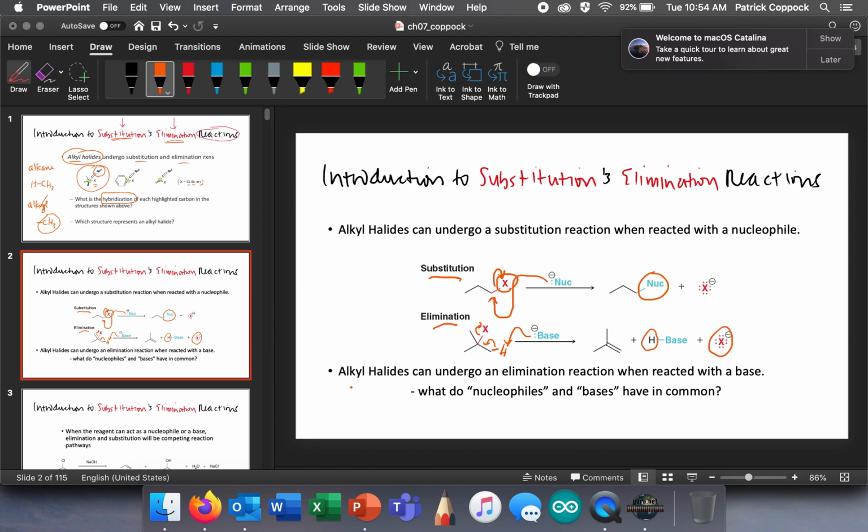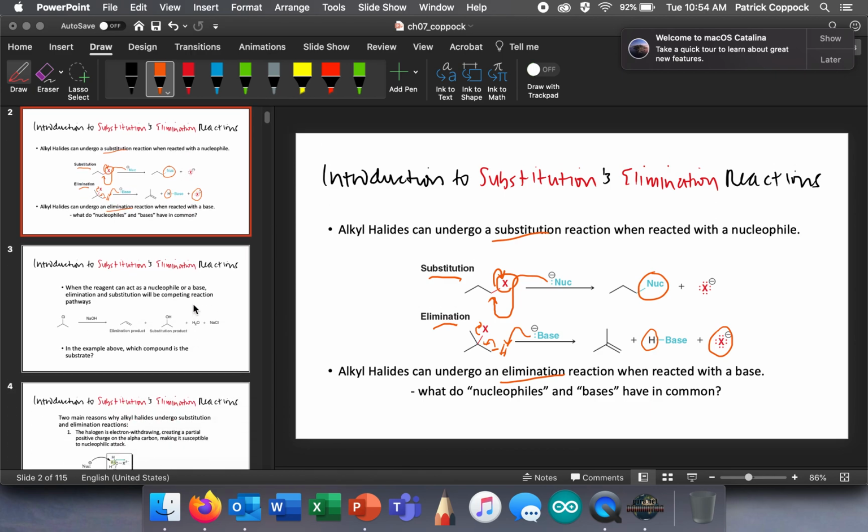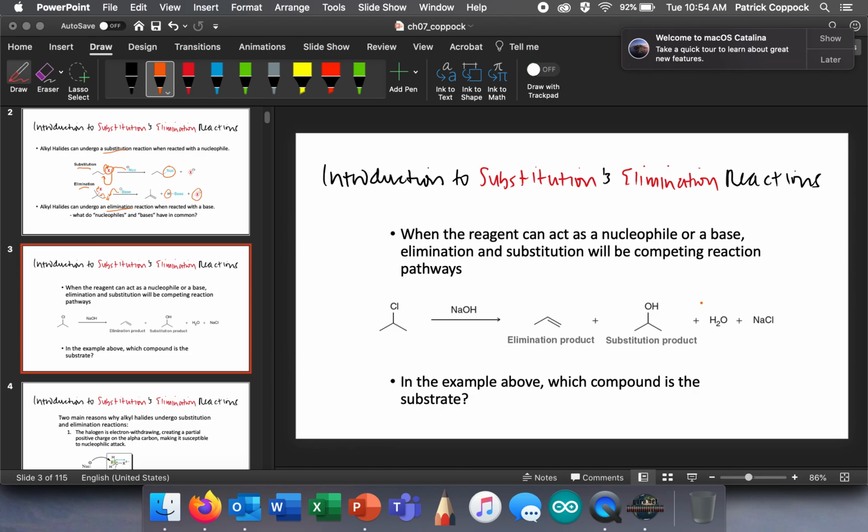Okay, so alkyl halides can undergo an elimination reaction, or they can undergo a substitution reaction. This is what alkyl halides do, among other things, of course, but that's what we're talking about here in this conversation. Now, when the reagent can act as a nucleophile or a base, then we're going to have a competition between the 2 sometimes. Not always, but sometimes.